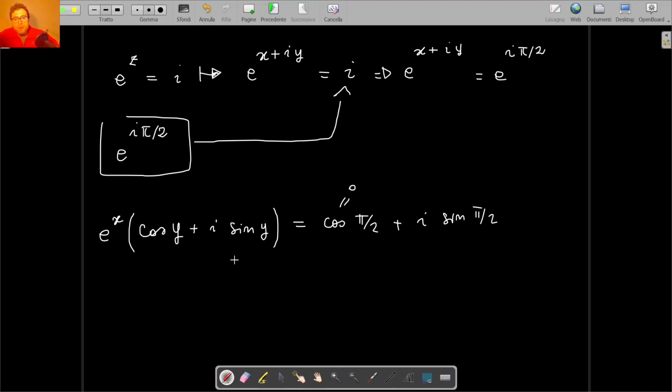So now to solve this expression we have to equate the real part with the real part of the right hand side, and the imaginary part of the left hand side with the imaginary part of the right hand side. So we highlight these parts here. Here we have the real parts, and these are the imaginary parts.